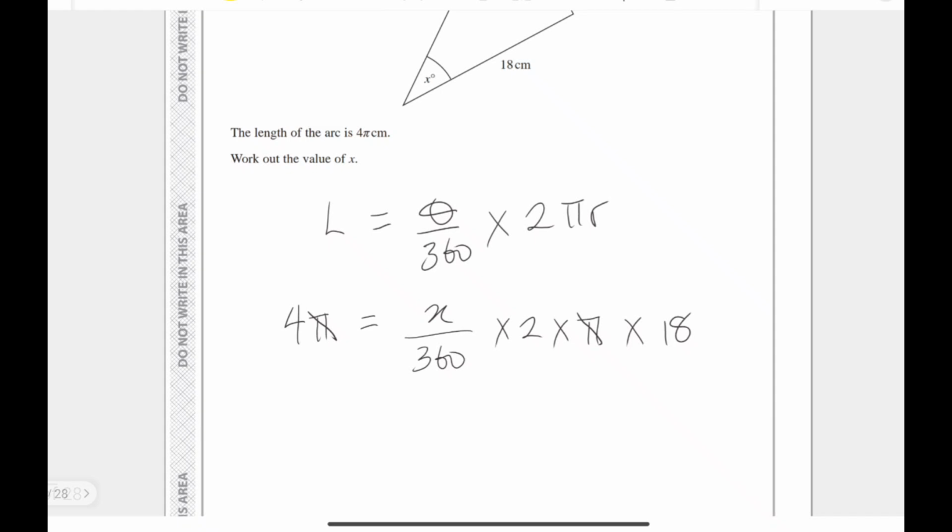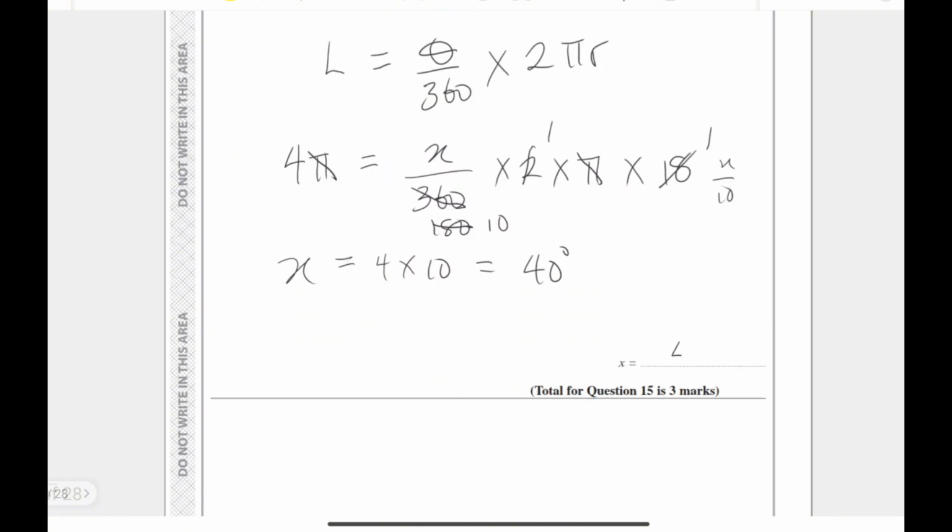Let's make x the subject. First let's simplify this. 2 goes into 2 once and into 360 180 times, 18 goes into 18 once and into 180 10 times. So x over 10 equals 4. That means x is 4 times 10, which equals 40 degrees. So our x is 40 degrees.